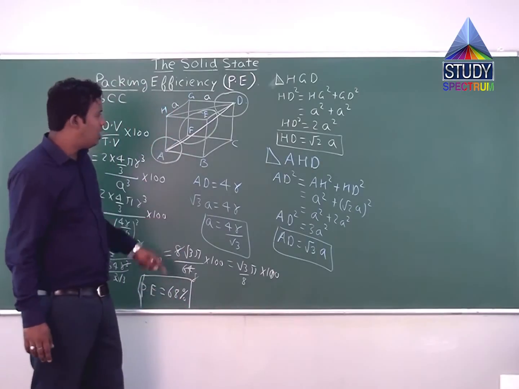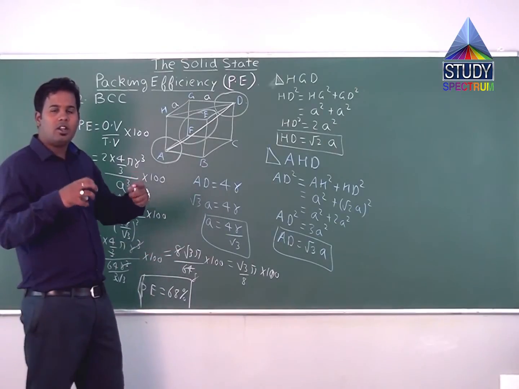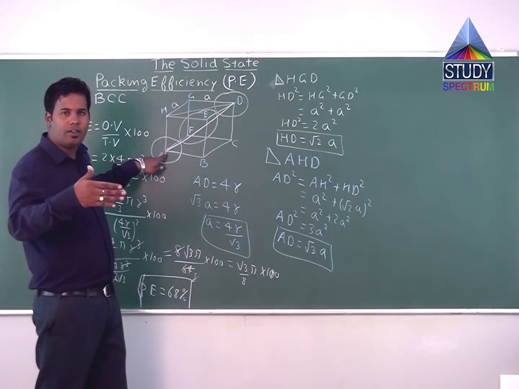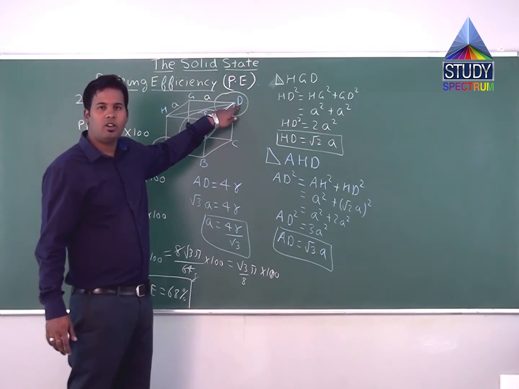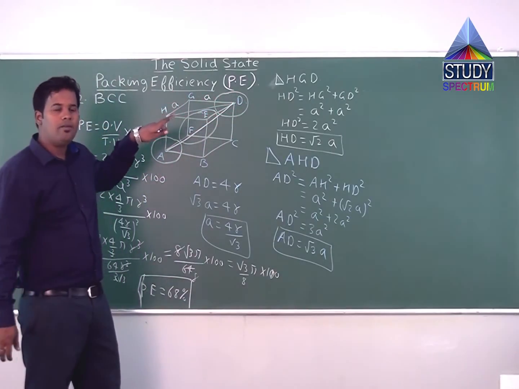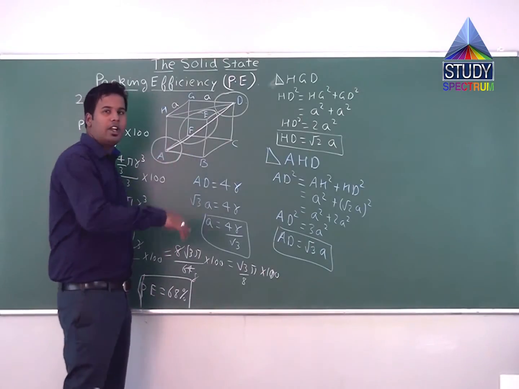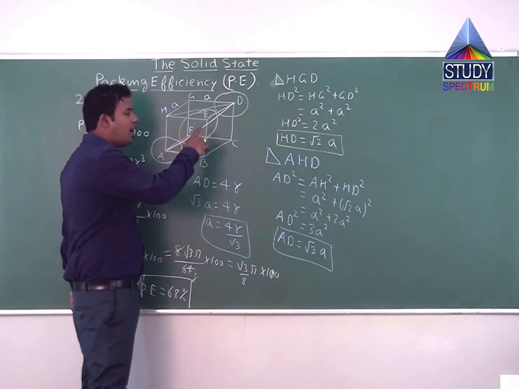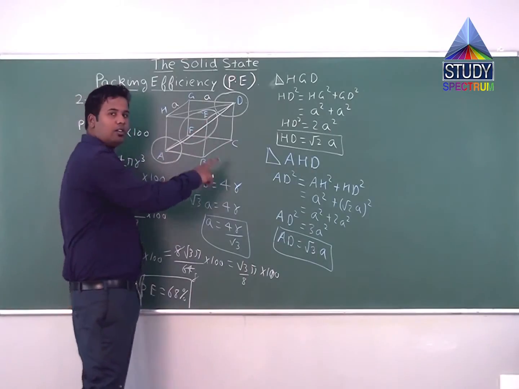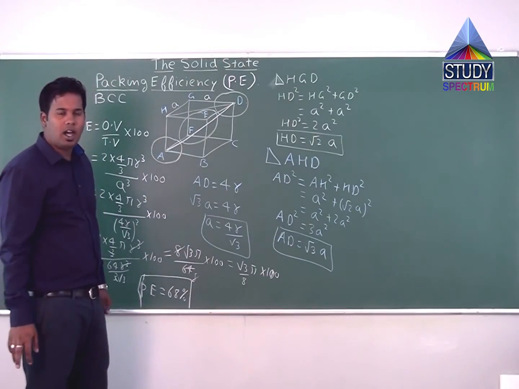Now since this body diagonal is formed by the touching of three spheres, one present at the corner of the front face and the other present at the corner of the back face, top corner, and this one is the bottom corner, and there is exactly one atom present at the center of the body. Since these three spheres are touching each other, this body diagonal is nothing but the radius of this left sphere plus the diameter of the middle sphere plus the radius of the top sphere, which is r plus 2r plus r, that is 4r.